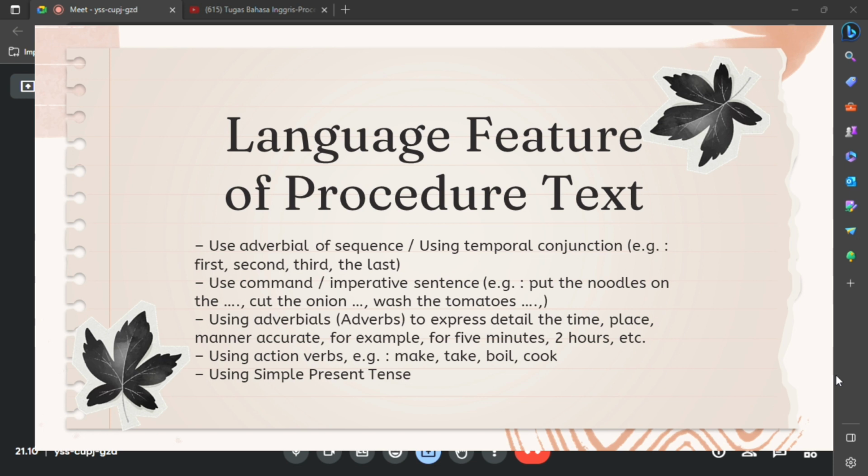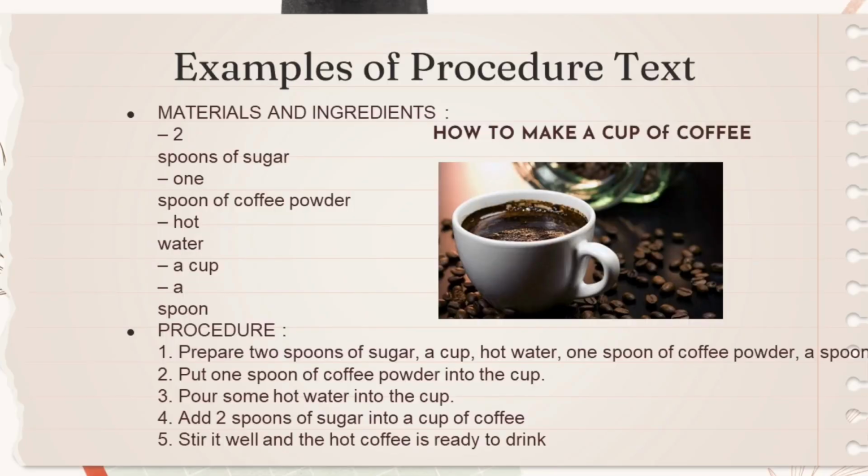and using adverbials or adverbs to express detail of time, place, and manner, for example, for 5 minutes, 2 hours, etc. Next, using action verbs like make, take, boil, cook. And the last one is using simple present tense. This is an example of procedure text, which is how to make a cup of coffee.